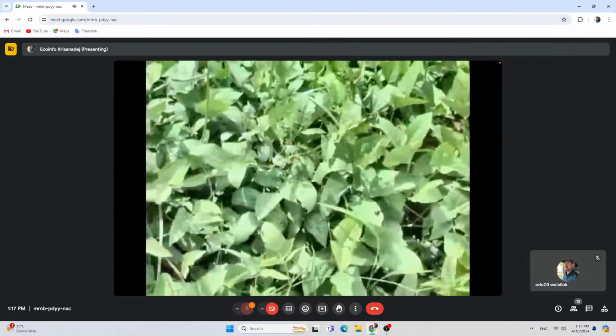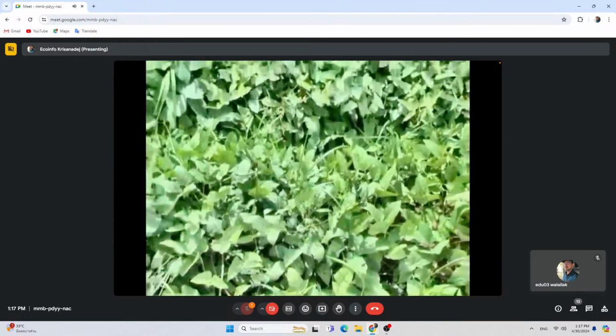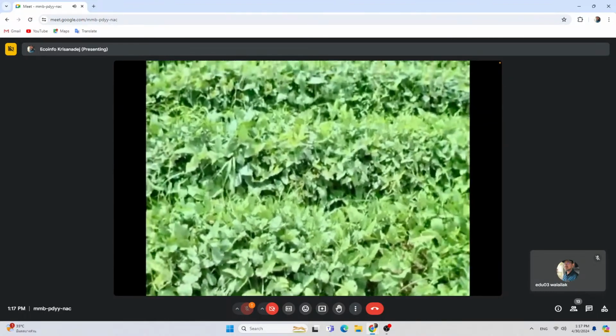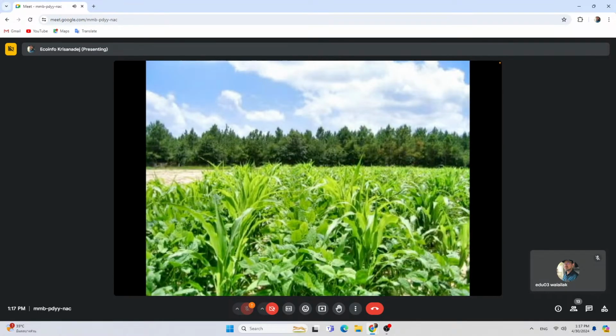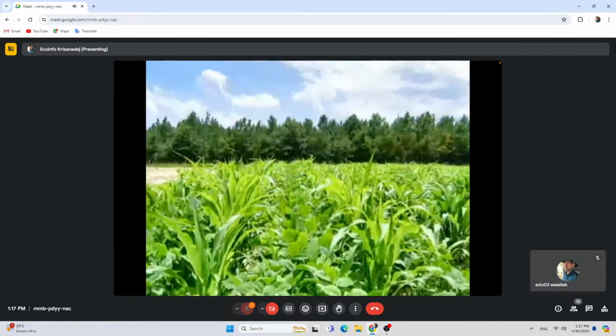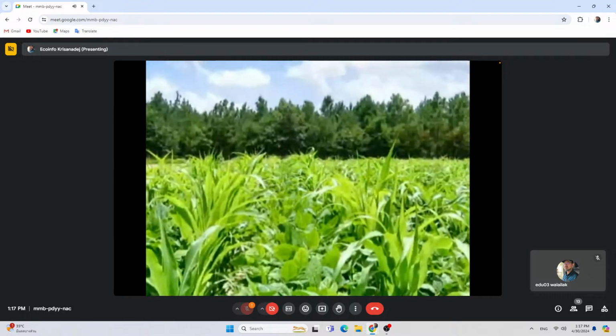previous season. However, if you only have one piece of land, you can practice intercropping, which will also help you maintain your soil fertility and control weeds and insect infestations.